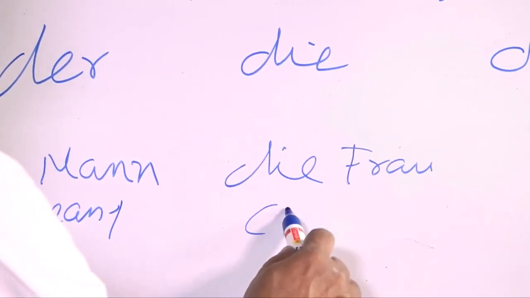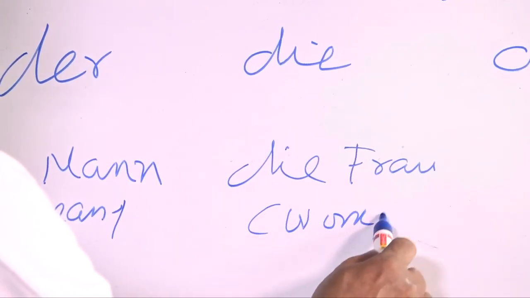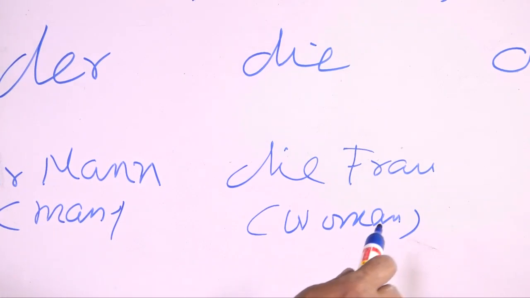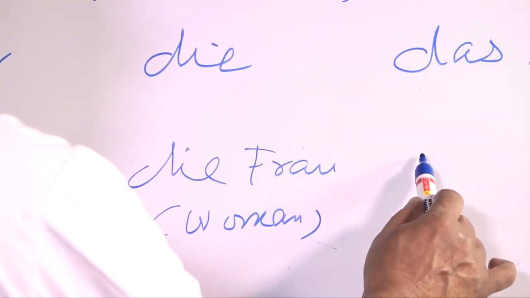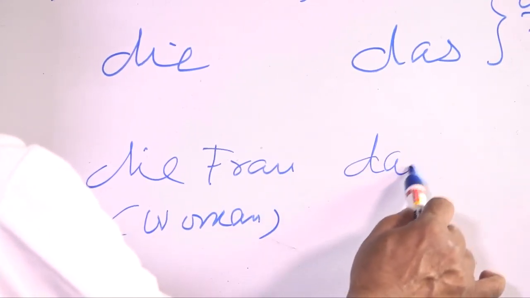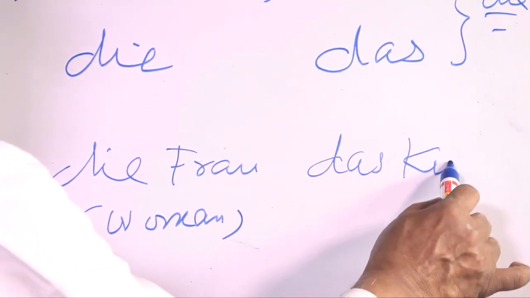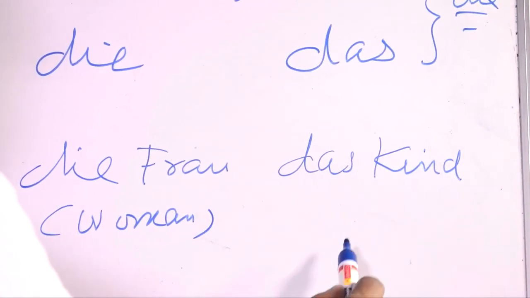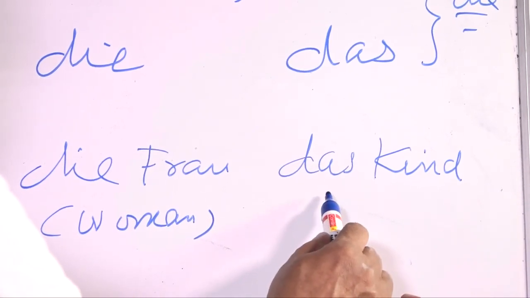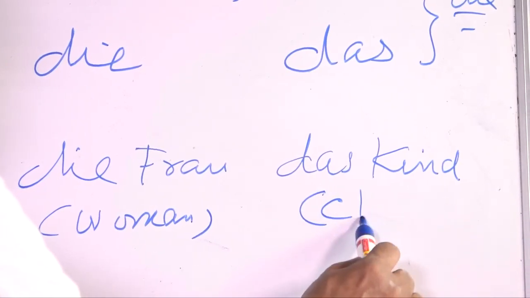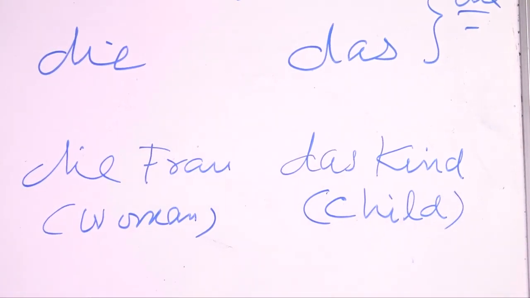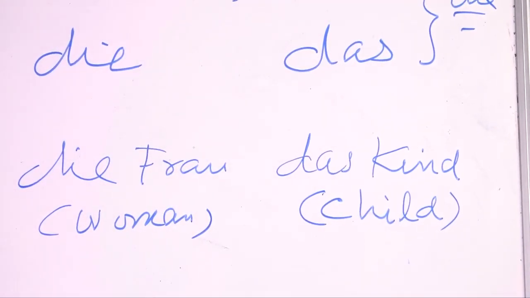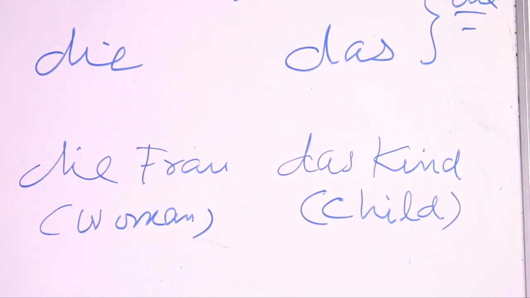Woman. Incidentally, child is neuter. Das Kind. Kind is child, that is neuter. Kindergarten, you must have heard Kindergarten. That is a German word.